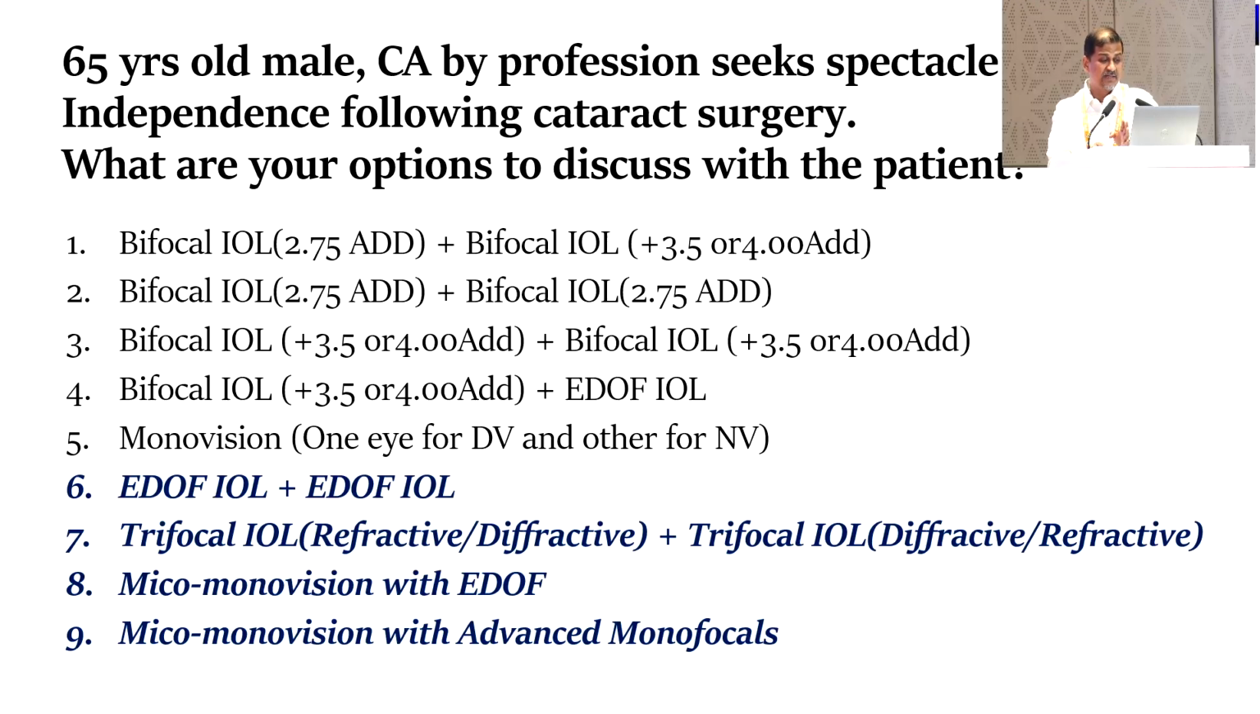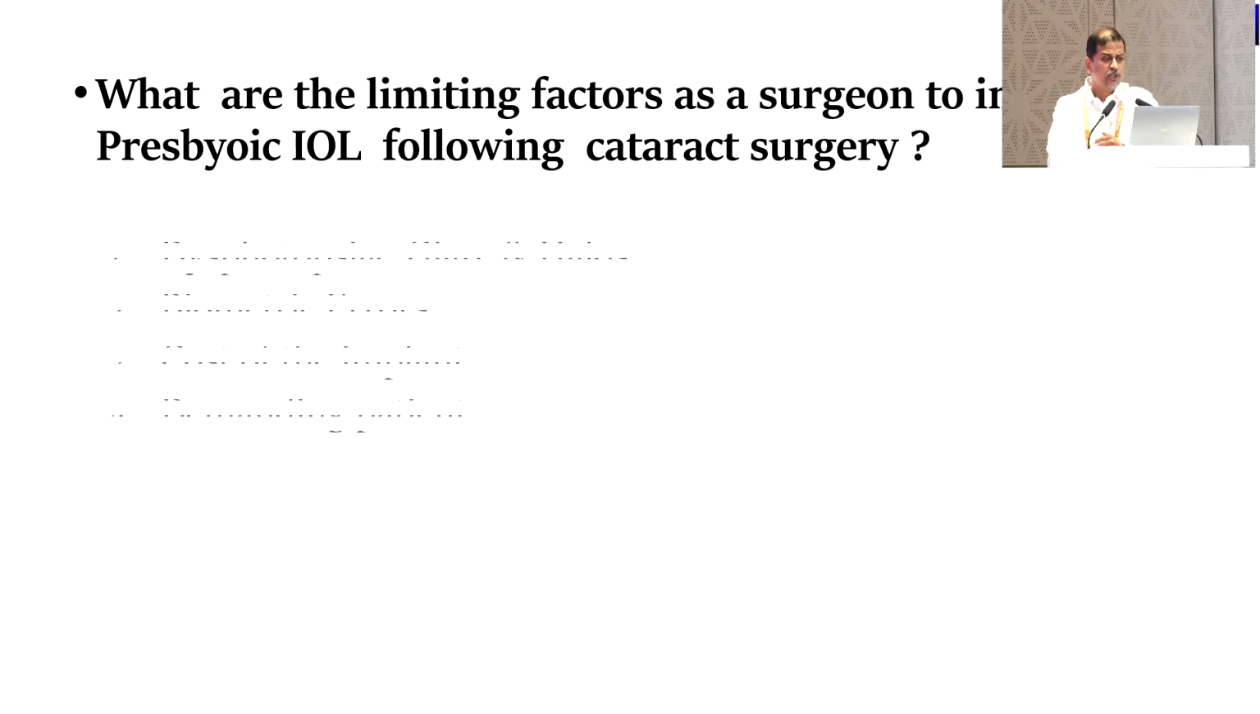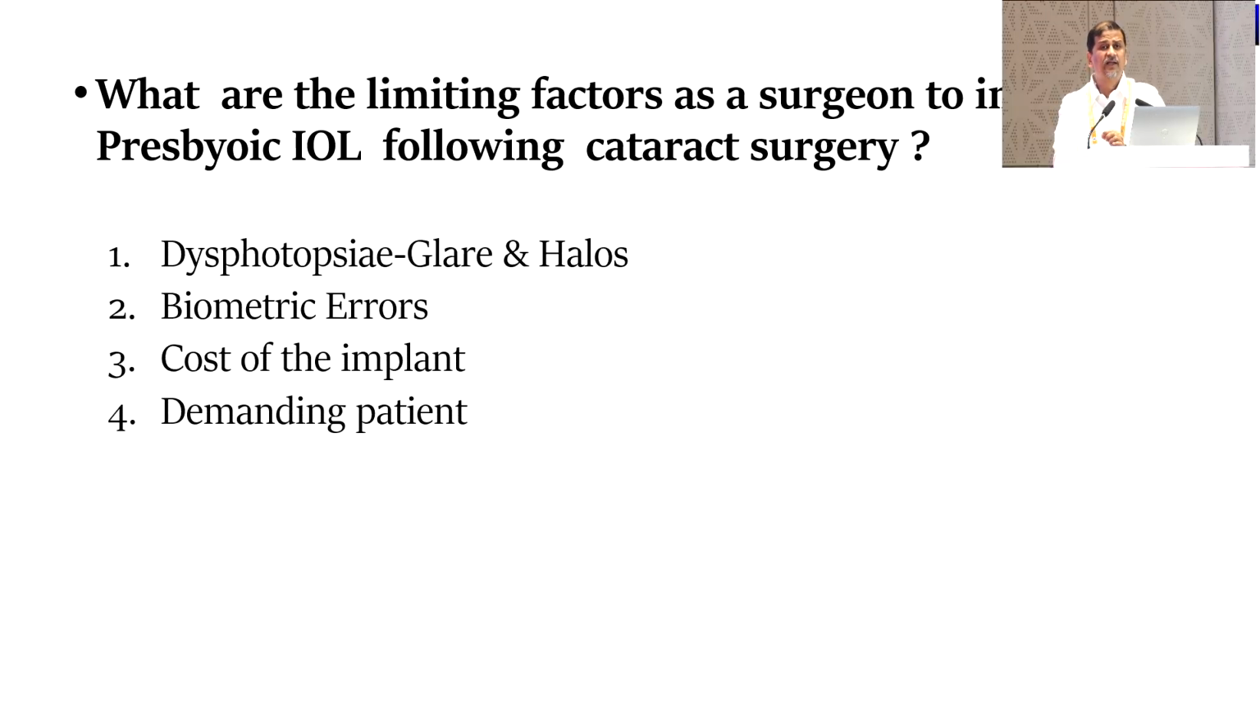So basically the last 4 points, 6, 7, 8, and 9, are the options we can give our patients: an EDOF lens in both eyes, a trifocal, either refractive or diffractive, micro-monovision with EDOFs, and micro-monovision with advanced monofocal. Micro-monovision simply means that you make the non-dominant eye a little bit myopic so that near vision will be much better, and the dominant eye is distance dominant. So what are the limiting factors that prevent a surgeon from choosing these lenses? There are 4 basic factors: dysphotopsia, biometric errors, cost of the implant, and demanding patients.